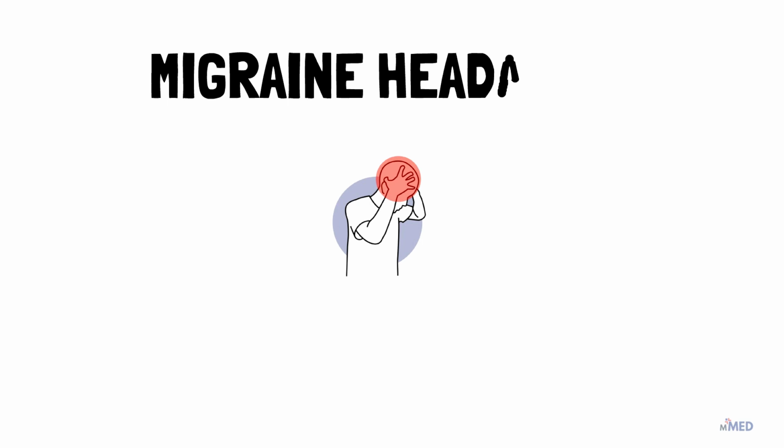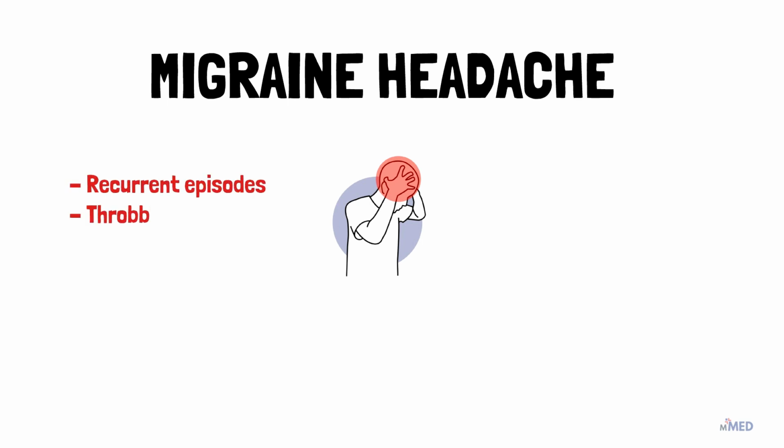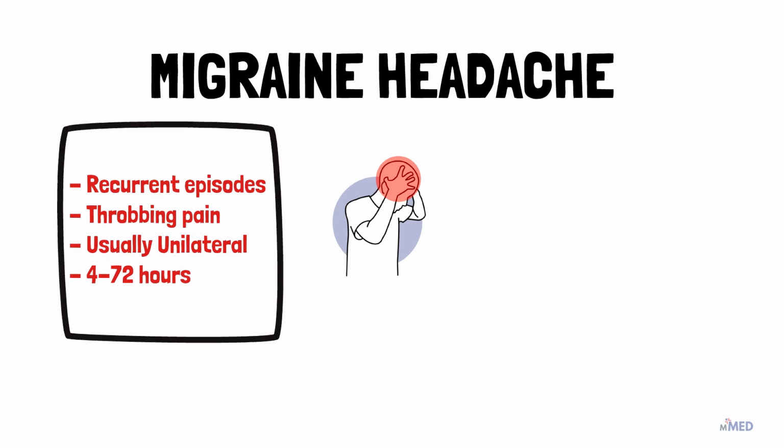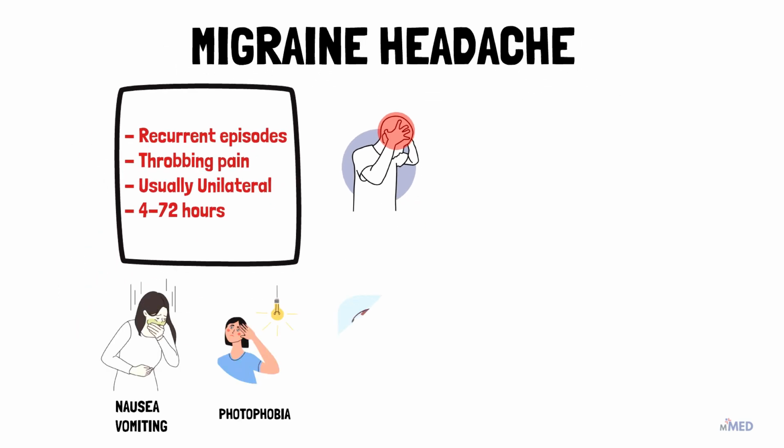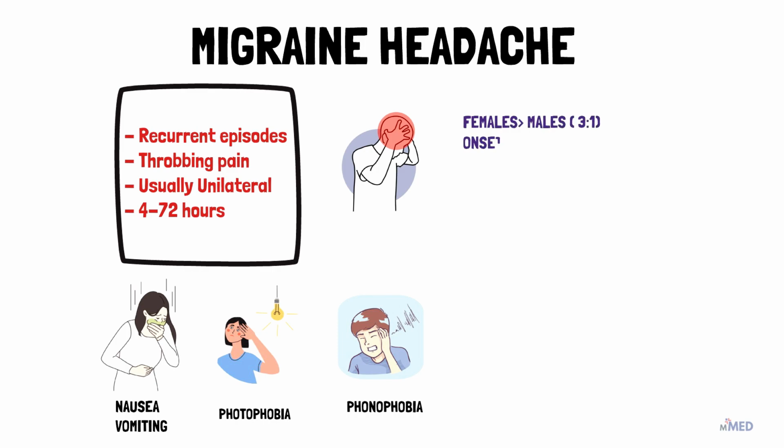Migraine headaches are primary headaches that are characterized by recurrent episodes of moderate to severe throbbing pain, usually on one side of the head, that lasts from 4 to 72 hours. They are often accompanied by nausea, vomiting, photophobia, which is the sensitivity to light, and phonophobia, which is the sensitivity to sound. Migraines are more common in females than males with a 3:1 ratio, and the onset is usually from adolescent age to early adult life. Family history of migraines is common in up to 70% of patients.